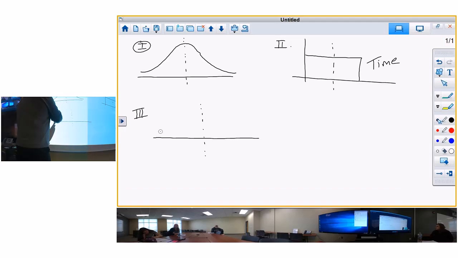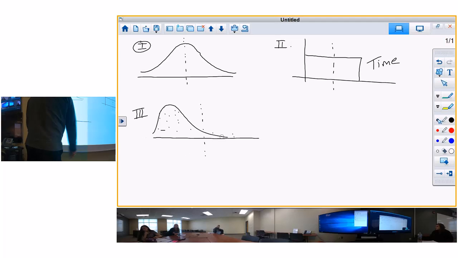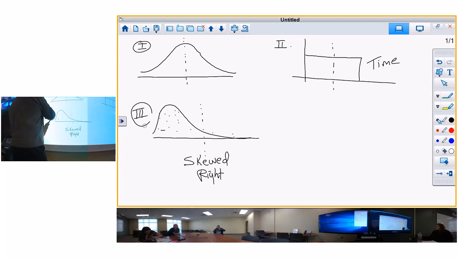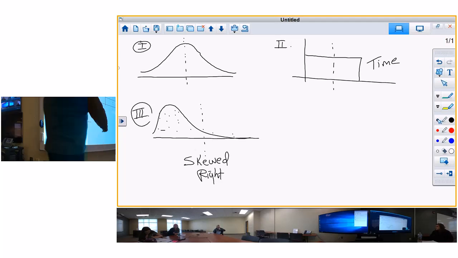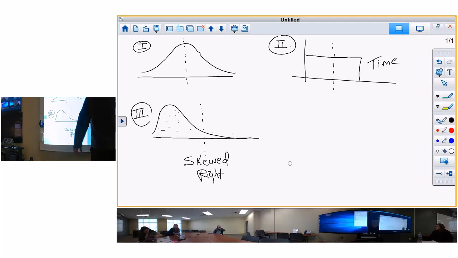All the data is where? Over here. And then you got 1 or 2 pieces over here. And that is skewed right. It's always the opposite of where the data is. Okay? And of course, the next one would be skewed left.